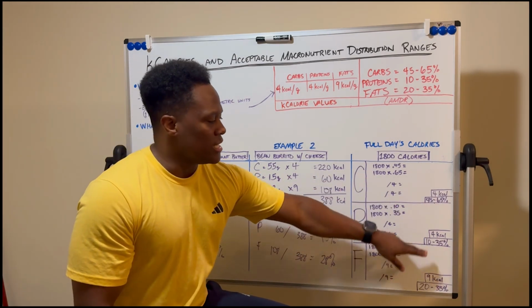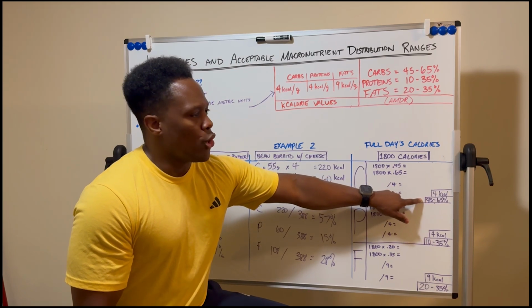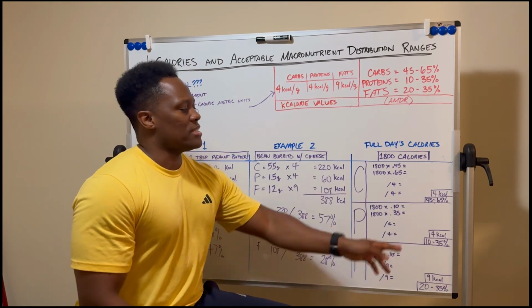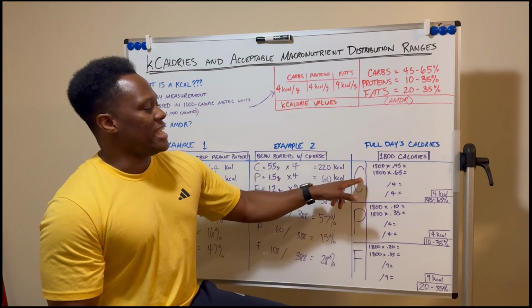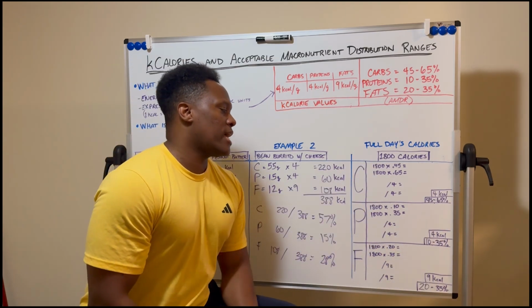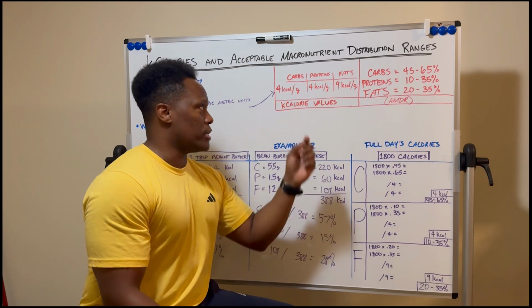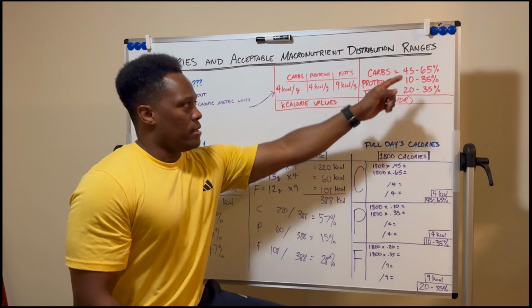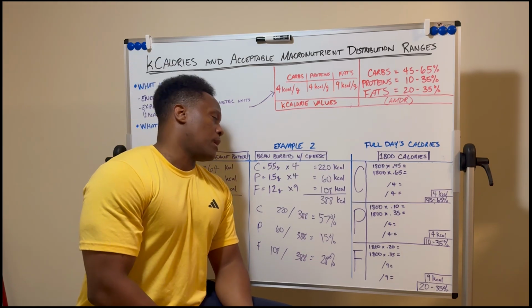Here's what I've also done in this block. I rewrote the kCalorie values as well as the AMDR values for each macronutrient. So for carbs we're looking at 4 kCal per gram, right? As written up here, 45 to 65%. That's the AMDR range.